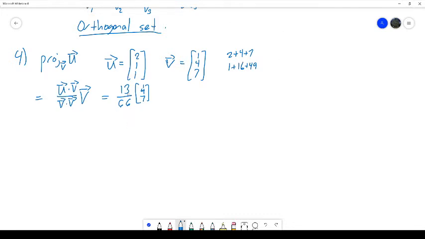And so this is our answer then. We have 13/66 as the scaling factor that we're scaling all of these by. So if we do that, we have 13 over 66. 4 times 13 comes out to 52 over 66. And then 7 times 13 is 91, and that's over 66 also. So there is our projection of u onto v.